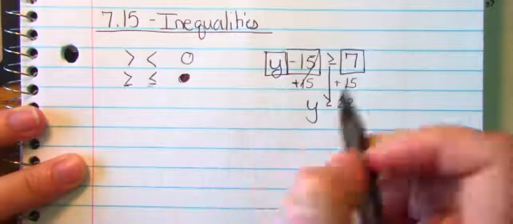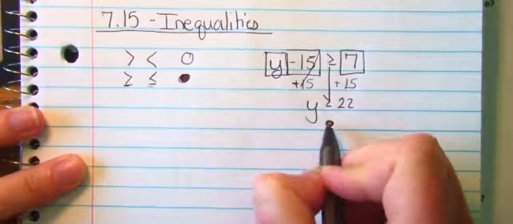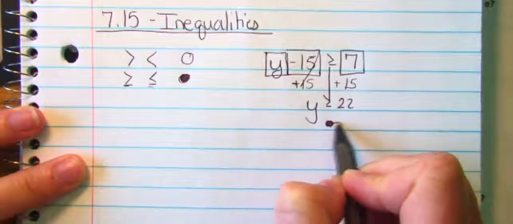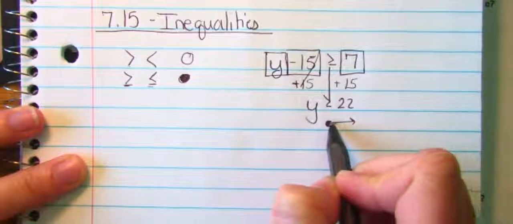So if we were to graph this, it would be a closed dot that's got the equal to, and it would go to the right because we want numbers greater than 22.